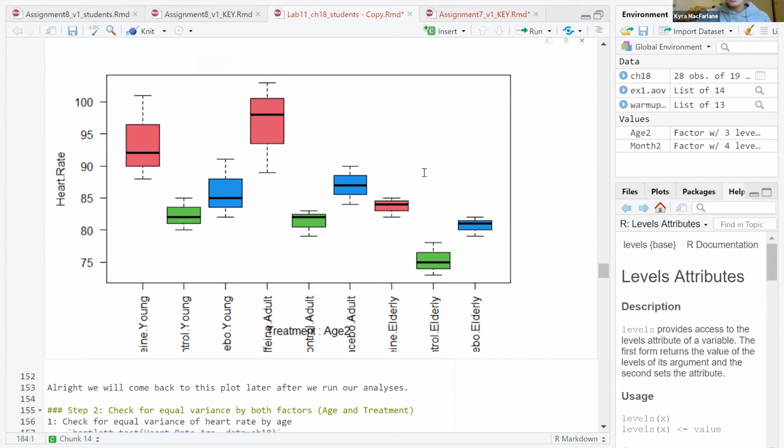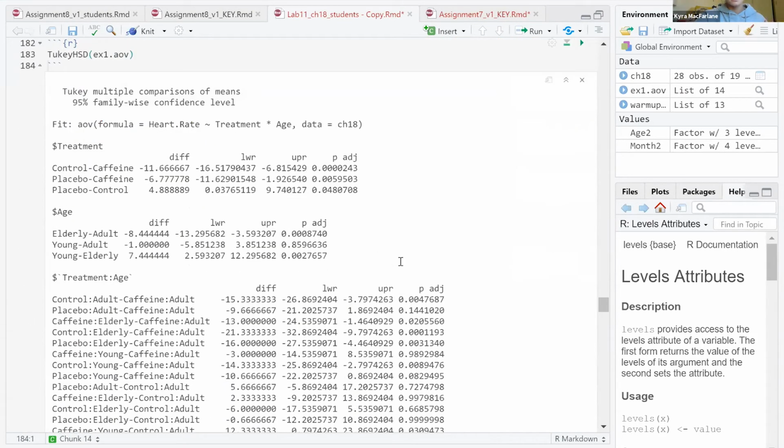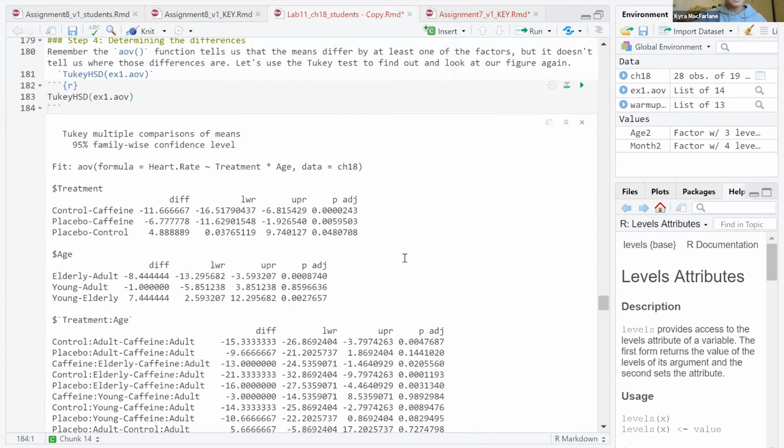If we look at elderly, this group over here, if we average these three together, ignoring caffeine treatment, the average would be lower than these two. So elderly is significantly lower than adult and young heart rates, which are about the same. There is no significant interaction.